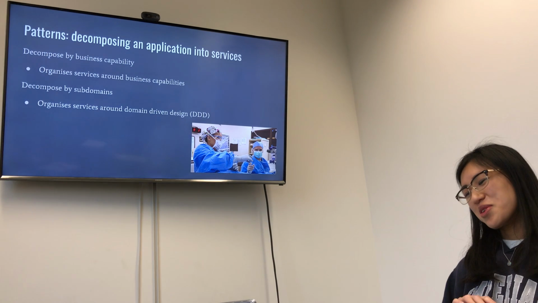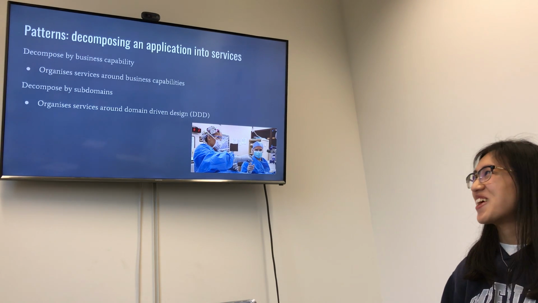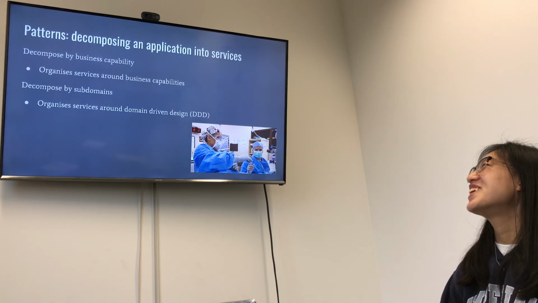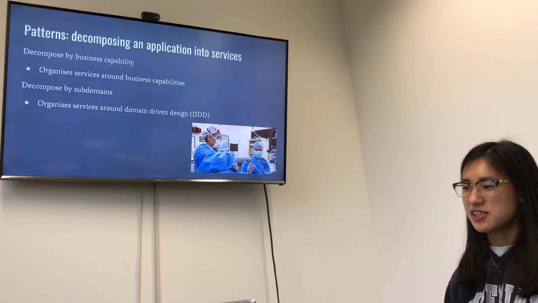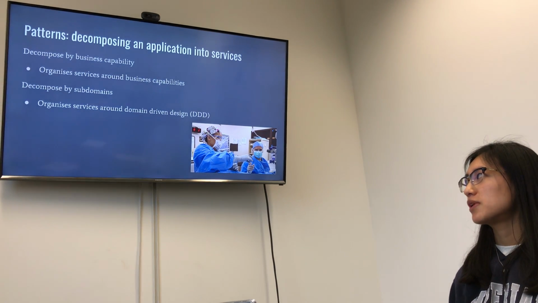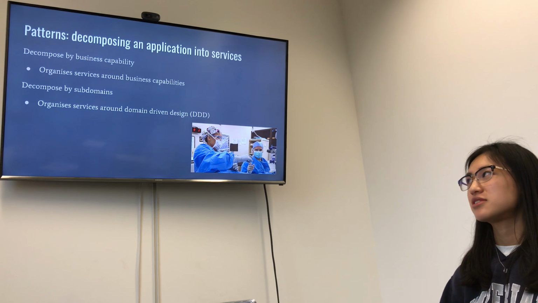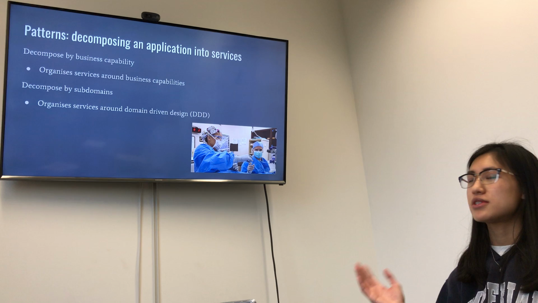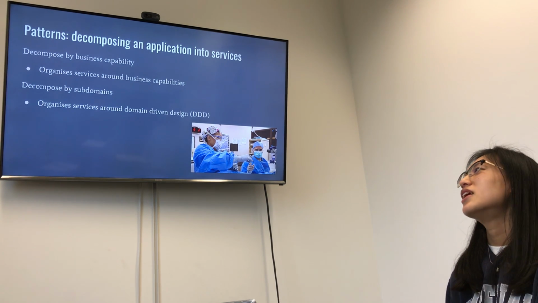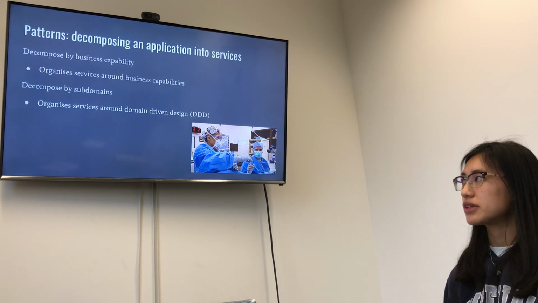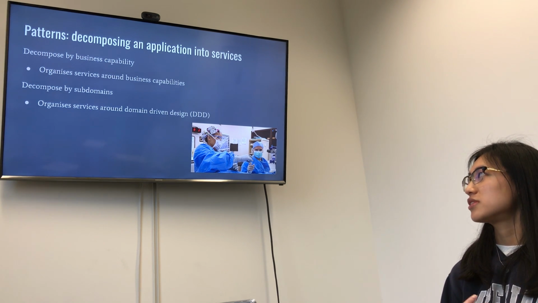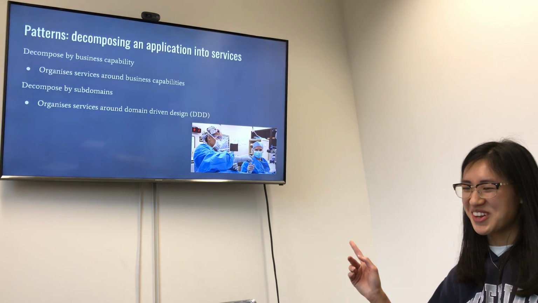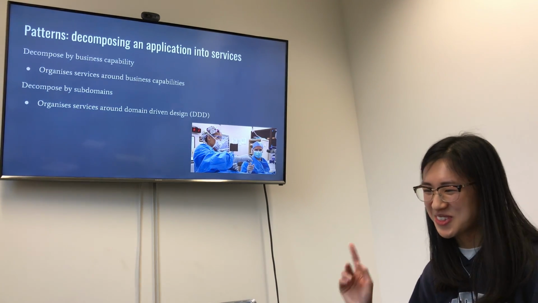Okay, so all the boring definition stuff is out of the way, and finally we can look at some nice diagrams. Patterns for decomposing an application into services. We'll look at two widely used patterns. Decompose by business capability, which organises services around businesses and business capabilities, and then we'll also look at decompose by subdomains, which organises services around domain-driven design and subdomains. You see, it's like surgery. Some people might get this, and it was horrible to look up this image.